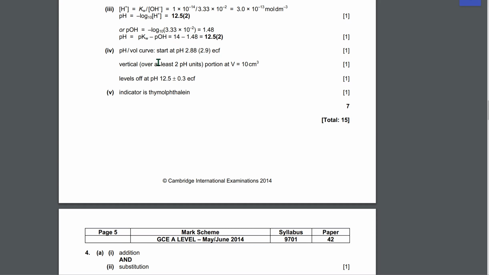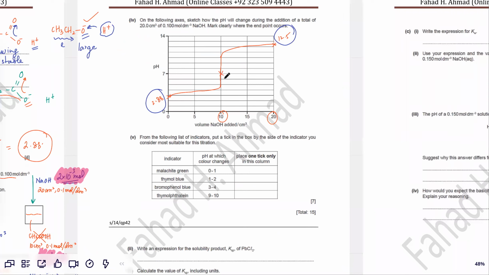So vertical, they're saying that should be at least 2 pH units. Our vertical point is definitely more than 2 pH units, right? So that's the vertical part. So pretty much everything is fine.